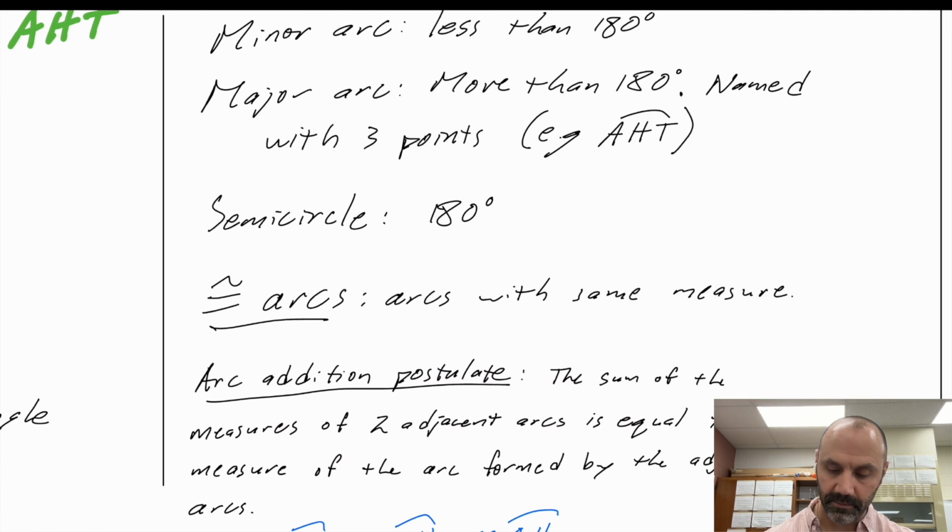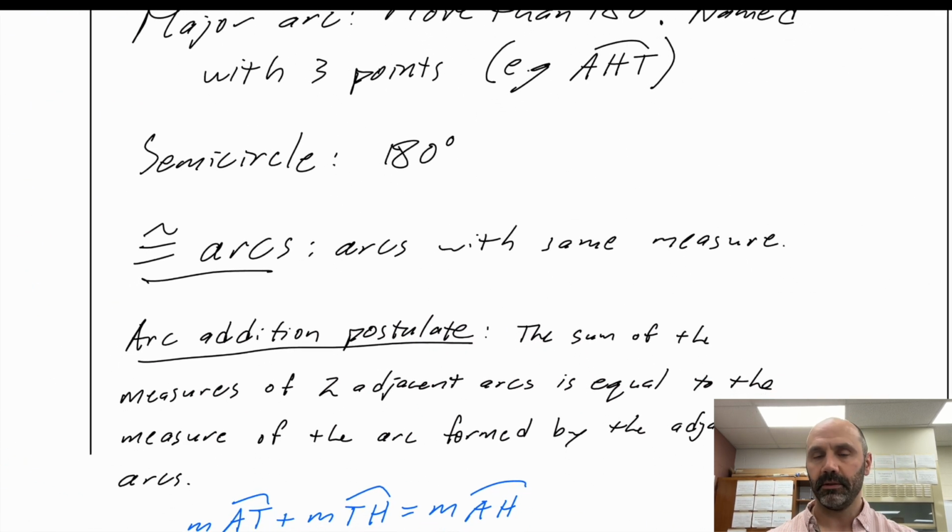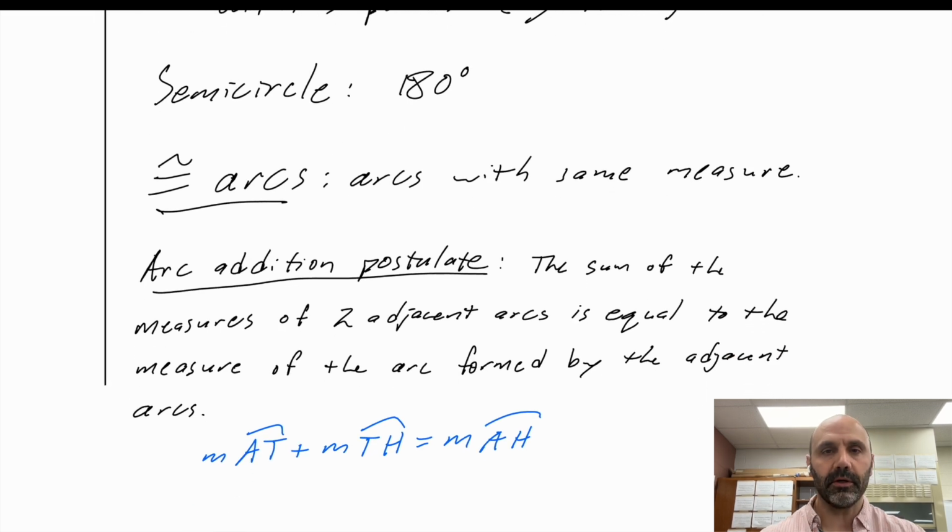All right, congruent arcs: if two arcs have the same measure, then they're considered congruent. And then the arc addition postulate is the arc equivalent of the angle addition postulate and the segment addition postulate. It works for arcs as well. It makes sense, right? If the arc measures are equivalent to their central angles, then it would make sense that the arc addition postulate works just like the angle addition postulate works.